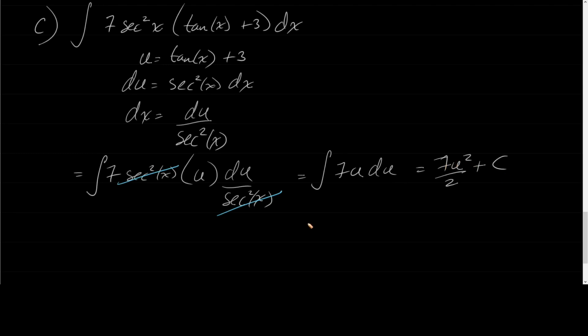But u was tangent of x plus 3. Never leave the problem in terms of u. So we have tangent of x plus 3 squared over 2, and then that plus c. All right. Next one.